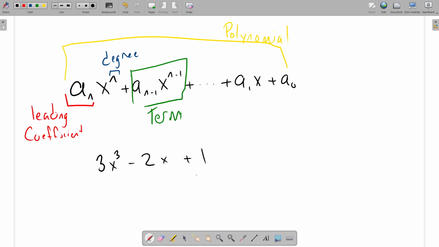So if I look at this more specific example down here, I have a leading coefficient. The number in front is 3. The degree is the highest exponent. So in this polynomial, the degree is 3. I have a lot of different terms. I could say that 3x cubed is one term, 2x is another term, 1 is another term. And when I put all of these terms together, it creates this polynomial.